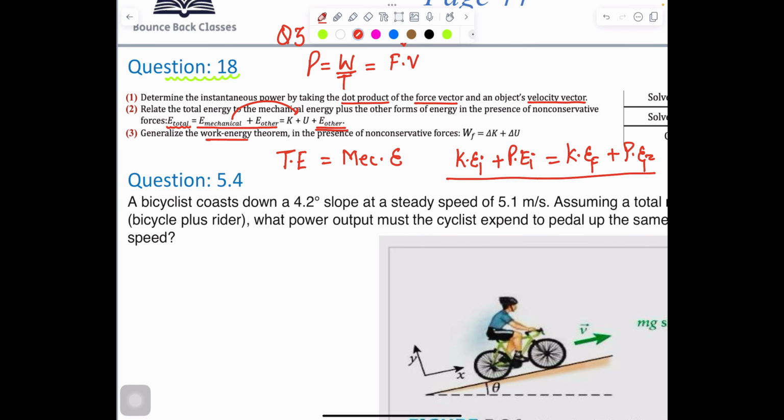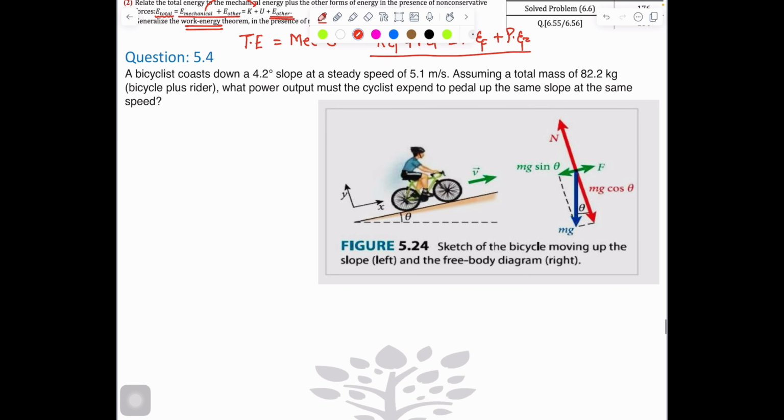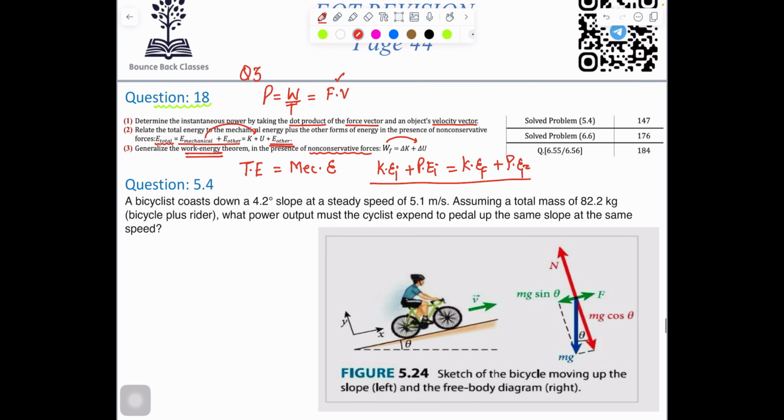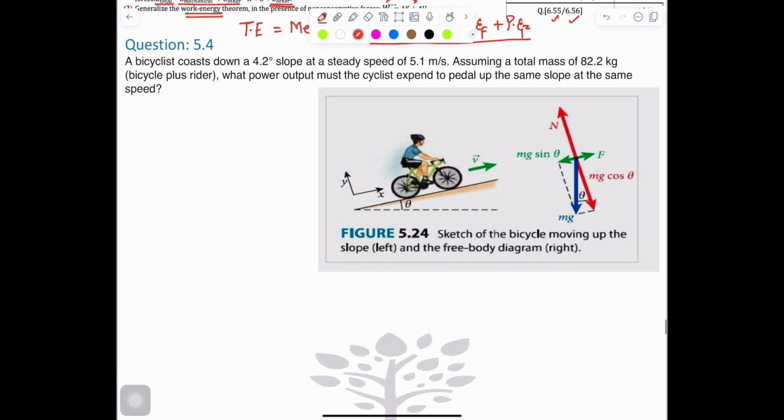The last part is the work energy theorem for non-conservative forces. In that case total work done should be equal to the change in kinetic plus potential energy. We are going to solve numerical number 1 on the basis of that. In this part I'm going to cover 4 numericals: 1, 2, 3 and 4. Let's see, question number 1.